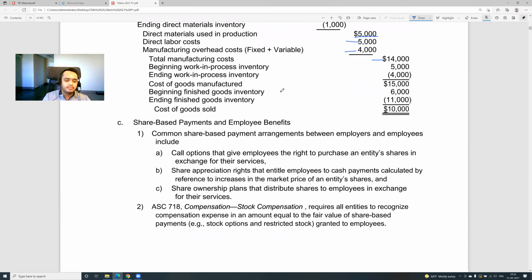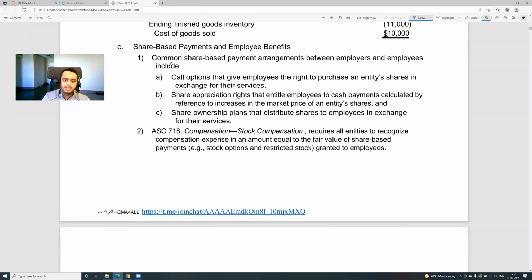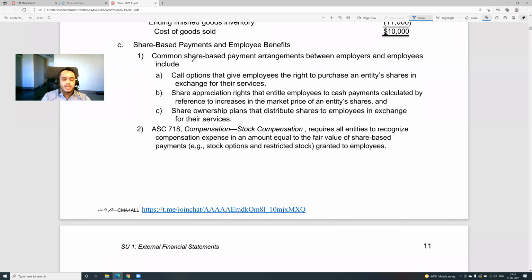Then share-based payments and employee benefits. Share-based payments or employee benefits was first started in India by whom? Any idea? Employee benefits, share-based payments towards the employees, ESOPs. Shall I give you a hint? Tata Group.